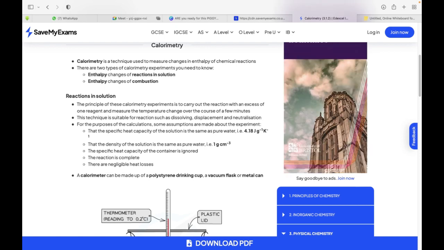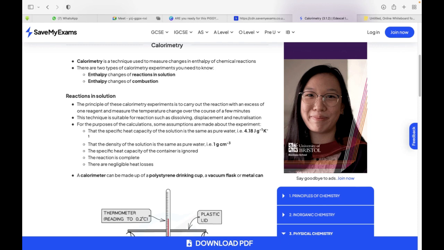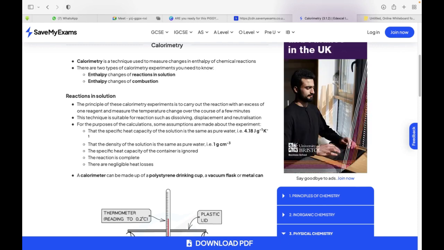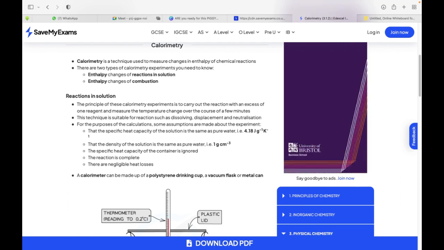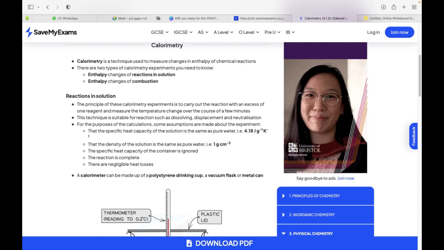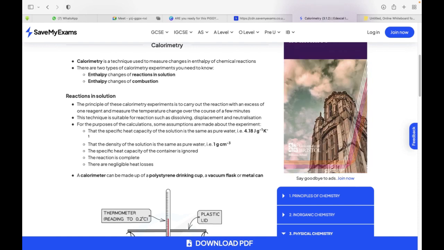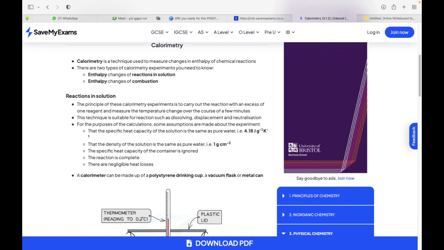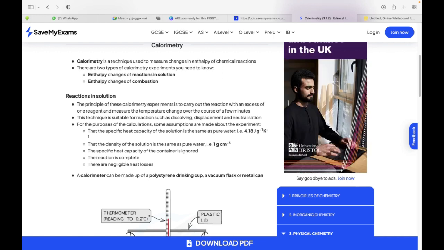We take into cognizance one of the reagents, and then we measure the other. Usually we measure the temperature change over time. This technique is well suited for reactions that involve dissolving, like dissolving salt in water or sugar in water. Anything that dissolves forms a solution, so this type of reaction is very suitable for it.